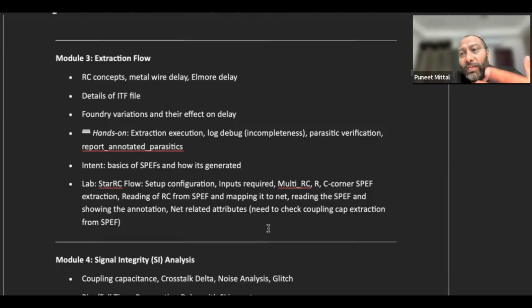Now for this, we usually use StarRC, which is a parasitic extraction sign-off tool. We are going to tell you what different files you need. For example, in Synopsys, there is an ITF file, interconnect technology file. We are going to talk about what is written in it, and how StarRC is going to read this particular file, to get the resistance and the capacitance of a particular wire.